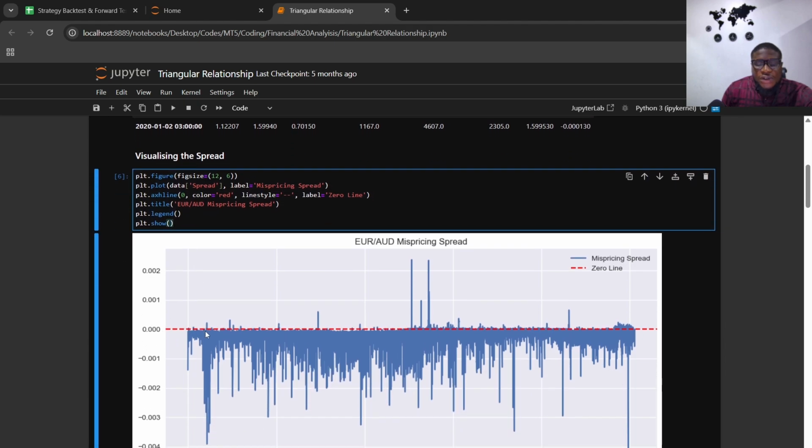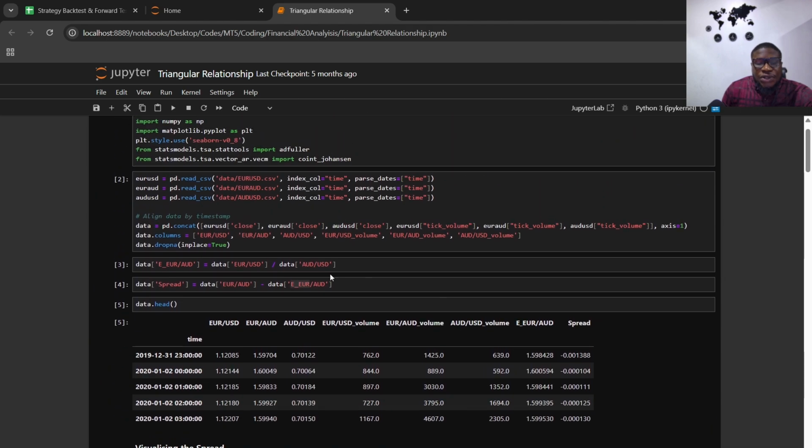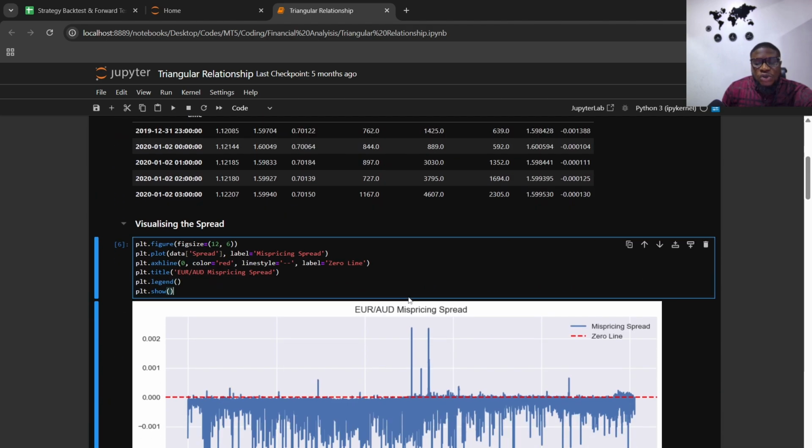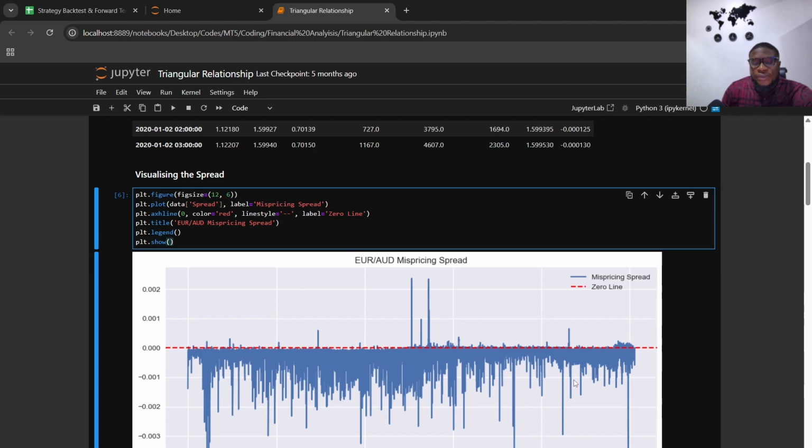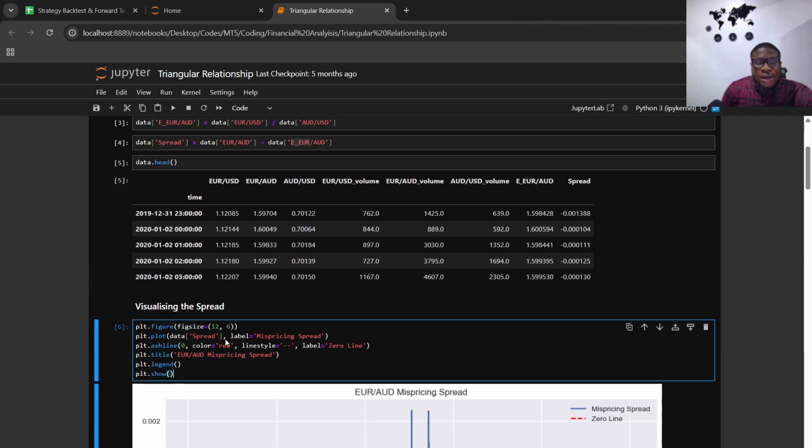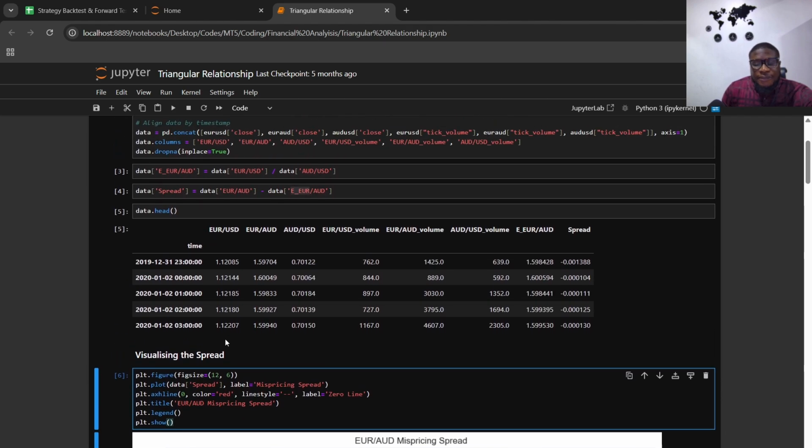We plot that spread down here, and we actually get this chart. We have our zero line here, and we have the spread, which is actually mispriced. We have this wavy stuff, which is supposed to be a straight line if this was actually the same. But as you can see, it is not a straight line. So there are actually points where there is mispricing.